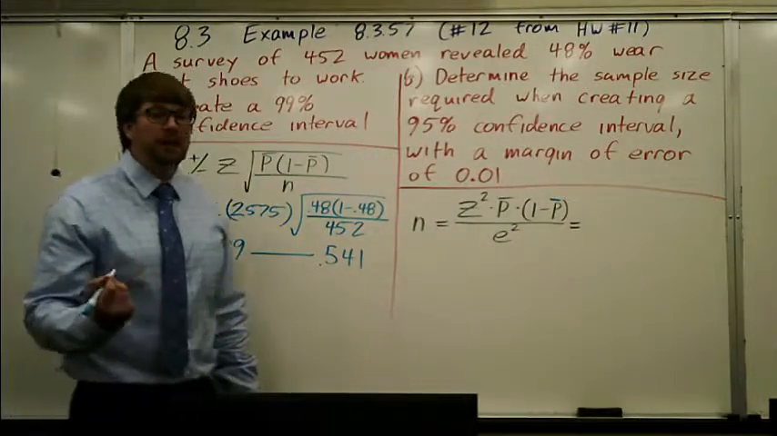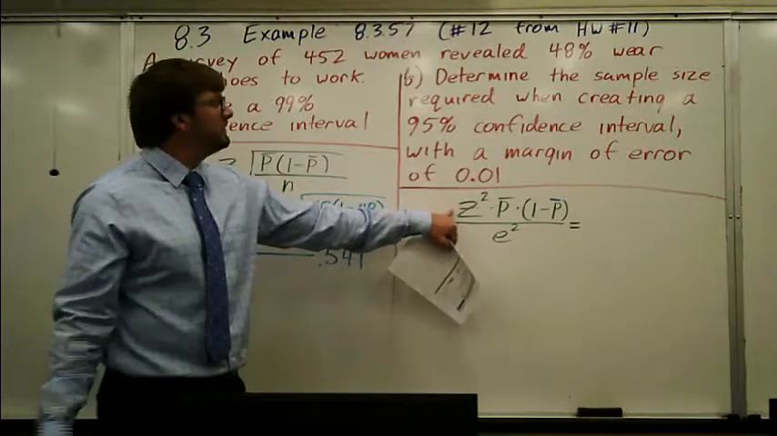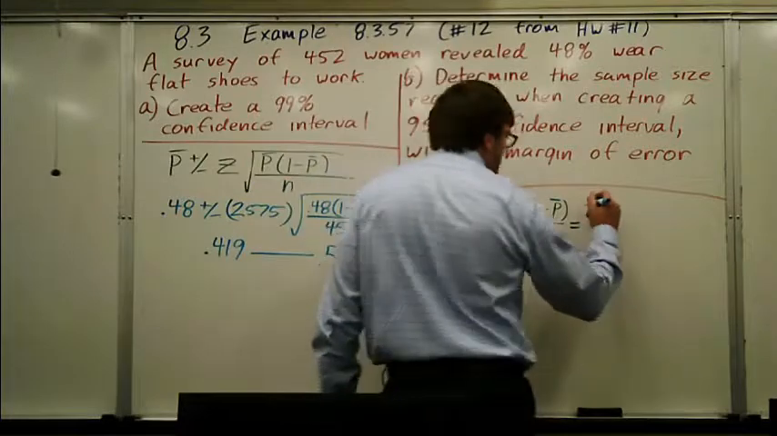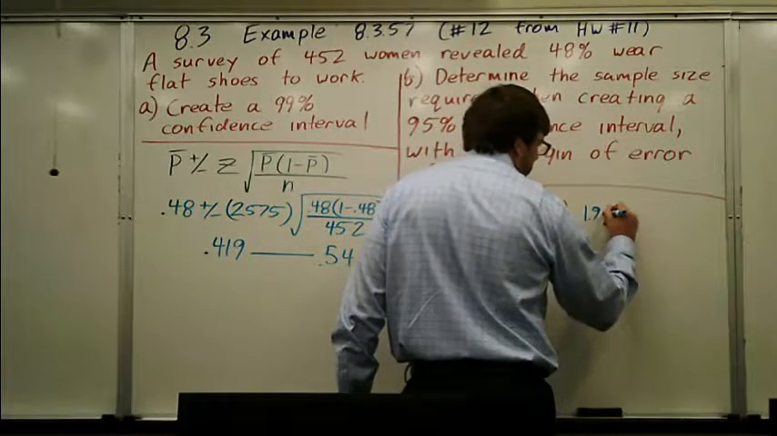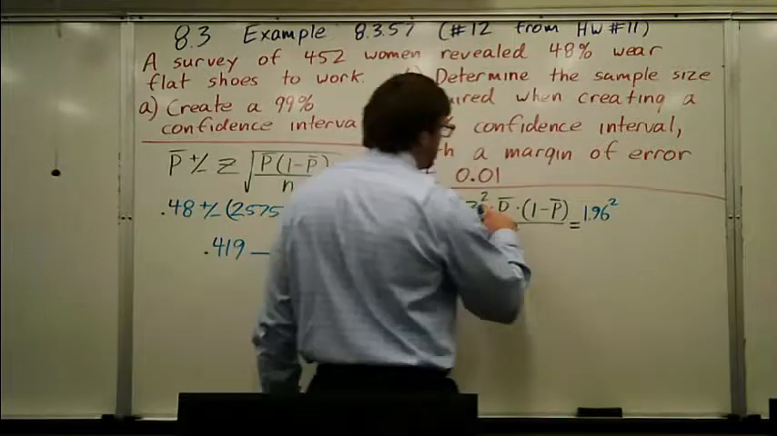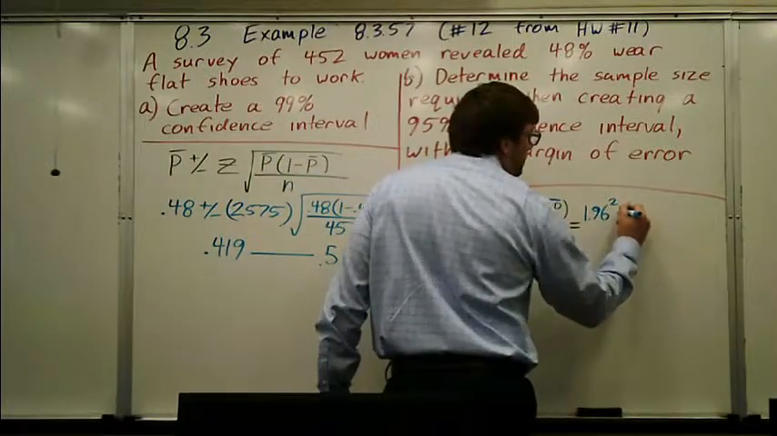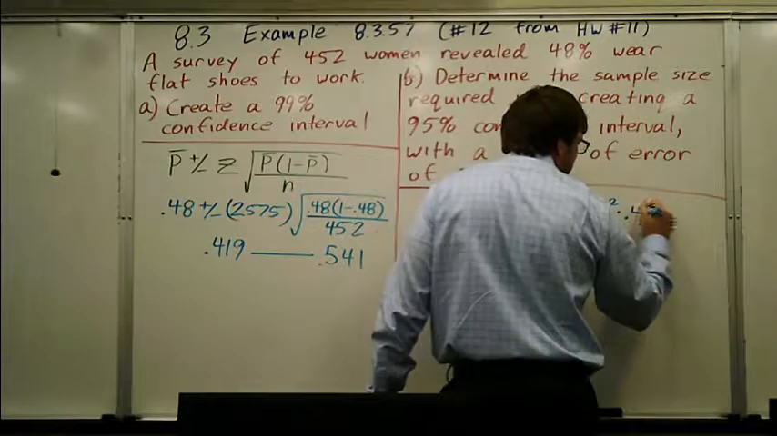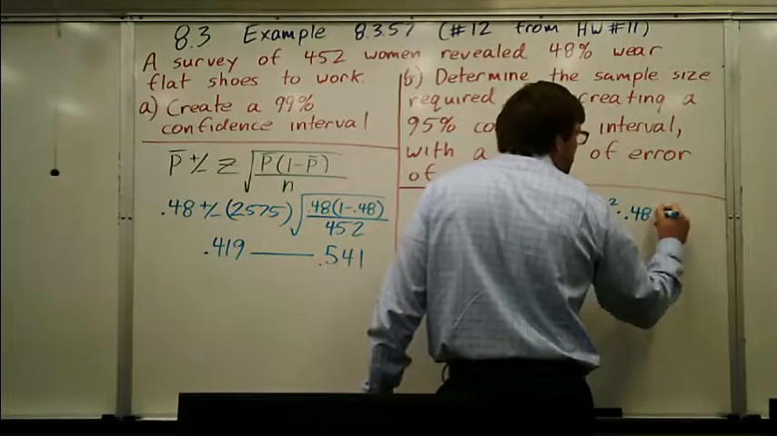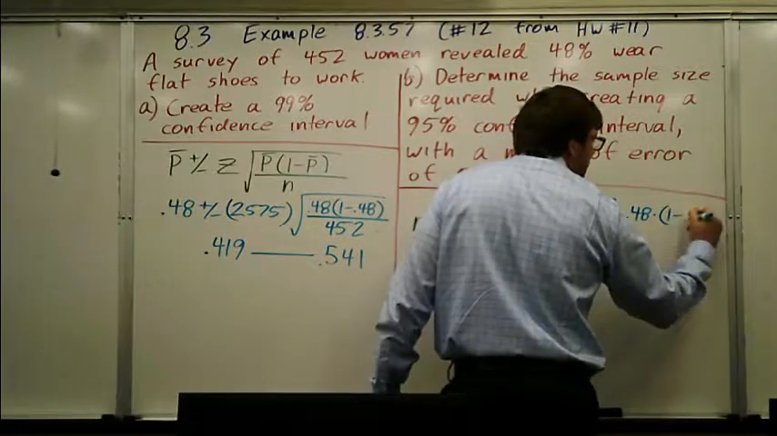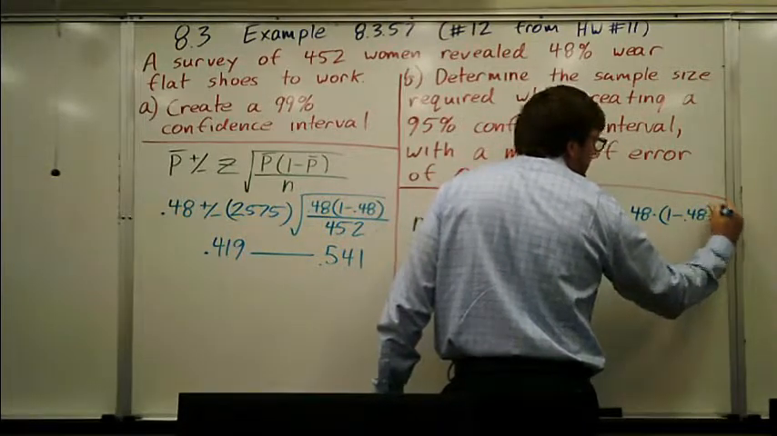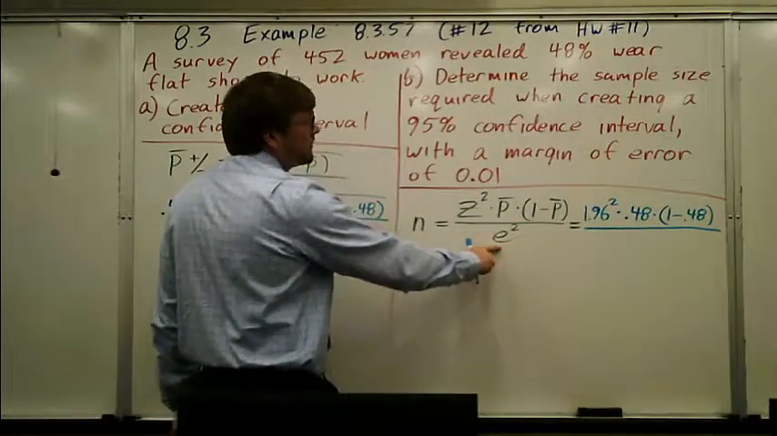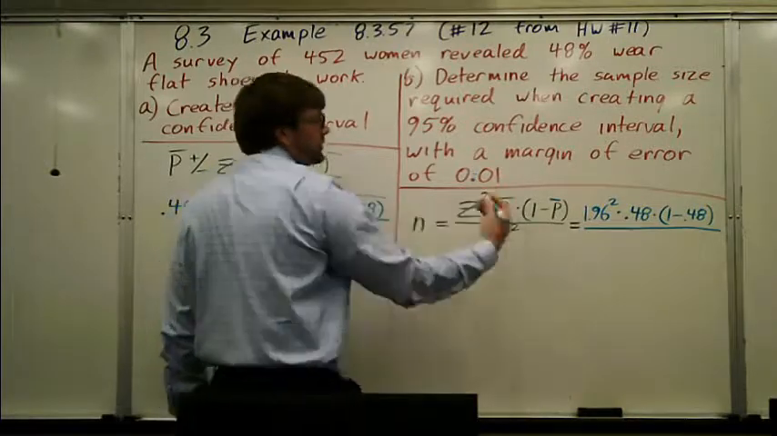So of course, let's just plug in our values. Our z-value based on a 95% confidence level, again, is going to be 1.96. And that is squared from the formula, and then multiplied by our sample proportion, which is again 0.48, multiplied by 1 minus the sample proportion, or 1 minus 0.48, and then that's all divided by the desired margin of error squared, in this case 0.01 squared.